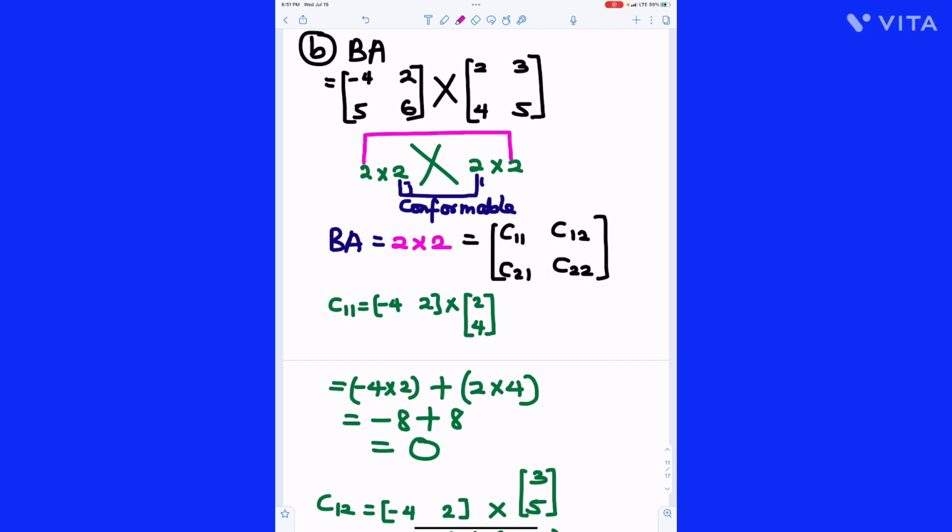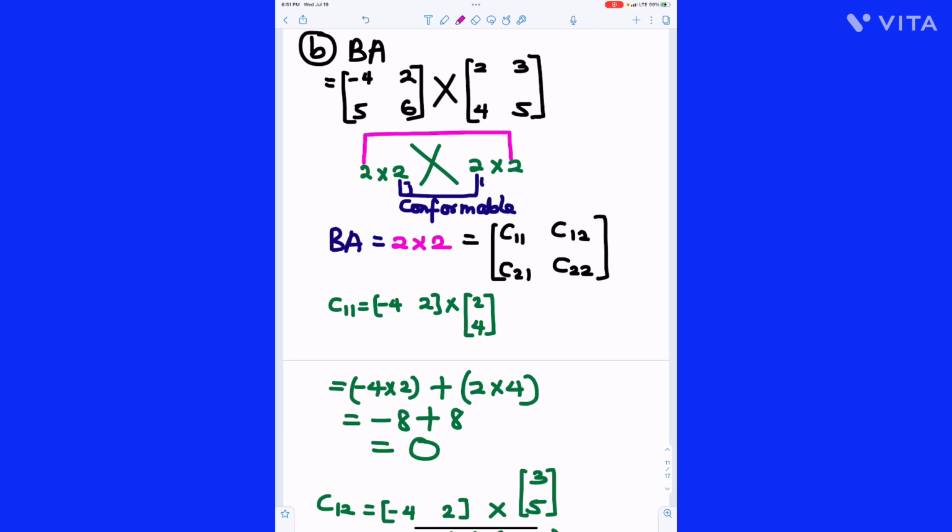Now, to get the element in the first row, first column in my answer, I'll multiply the first row in B by the first column in A. As in, I'll multiply the first row in the first matrix by the first column in the second matrix. So I'm going to do minus 4, 2 times 2, 4. That's what I have done here.